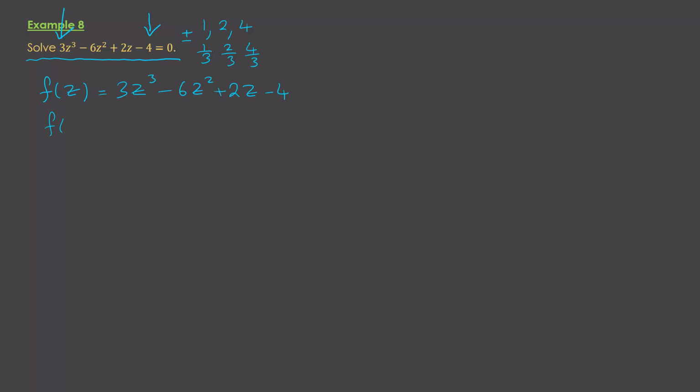Let's try f of 1. So that's going to be 3 take away 6, add 2, take away 4, and that is -5. So it's not 0. Let's try f of -1. So that's going to be -3, take 6, take 2, take 4. And clearly that's not 0.